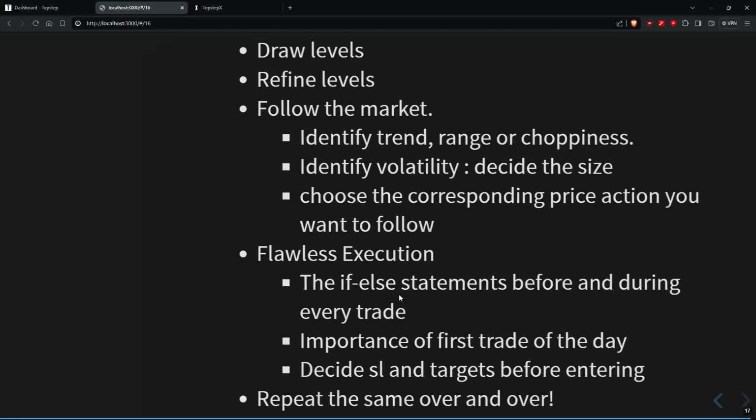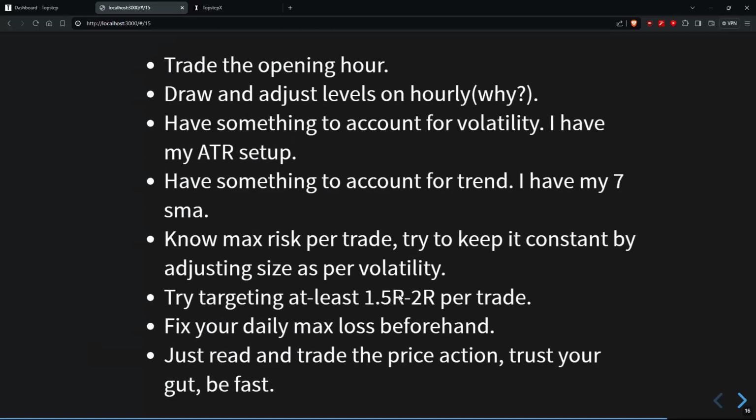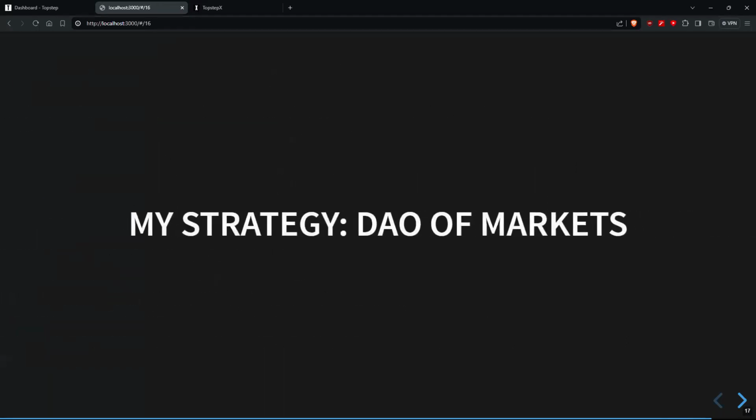You can see yesterday I talked till here. Now let's get into what the actual process is. What is my strategy? I call my strategy the Dow of markets. This is the funny name I came up with.